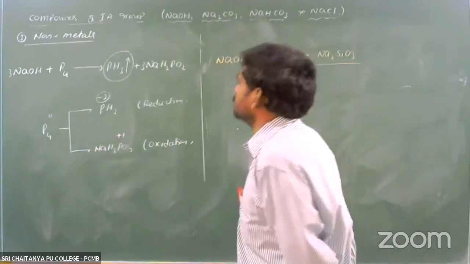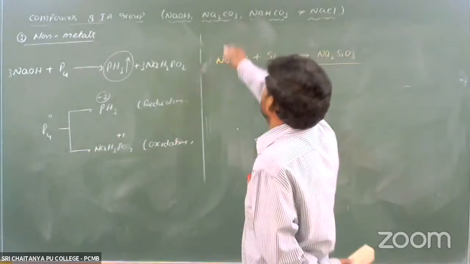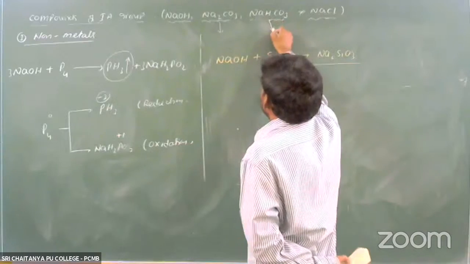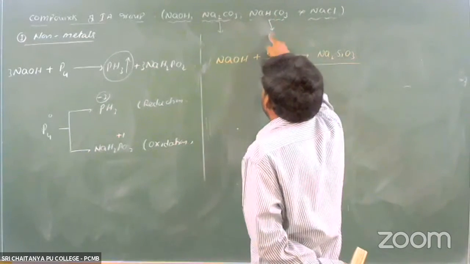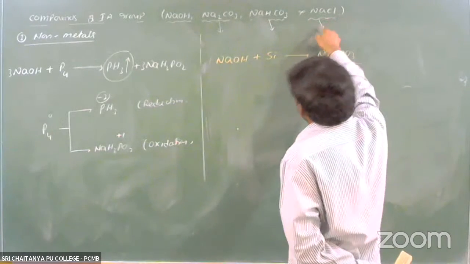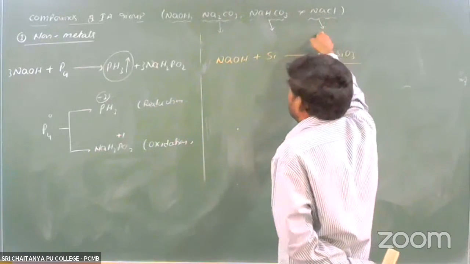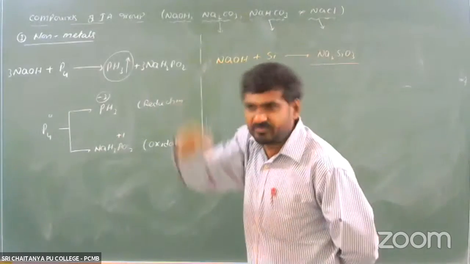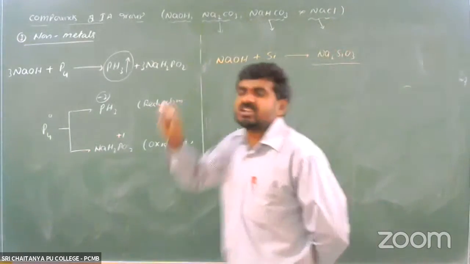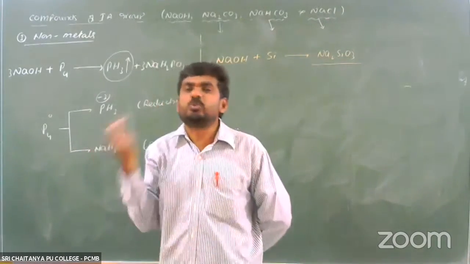So remaining compounds, sodium carbonate: only preparation methods and no chemical properties. Sodium bicarbonate: preparation by only one method and no chemical properties. Sodium chloride: no preparation method, no chemical properties. Sodium chloride is mainly obtained from seawater. The next one, biological importance of first group elements.